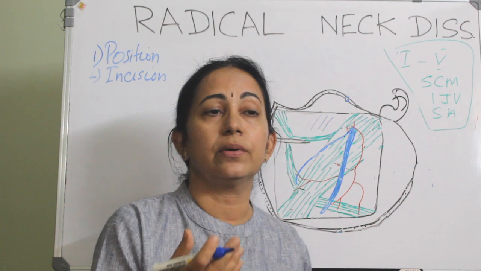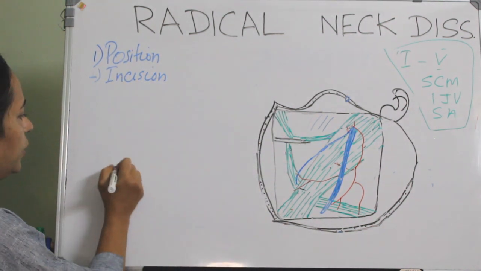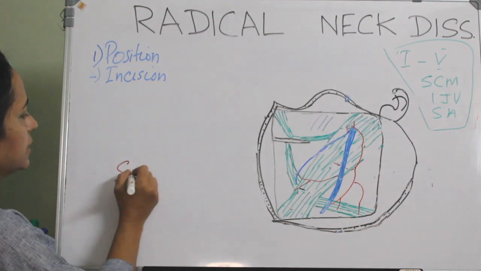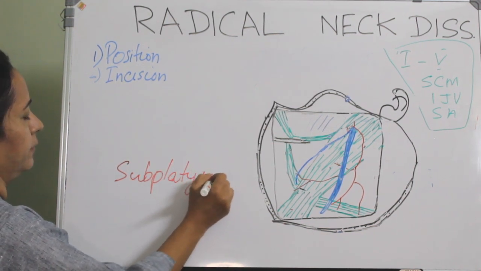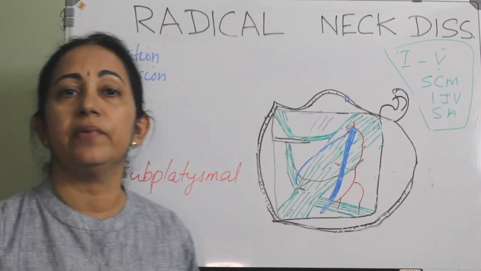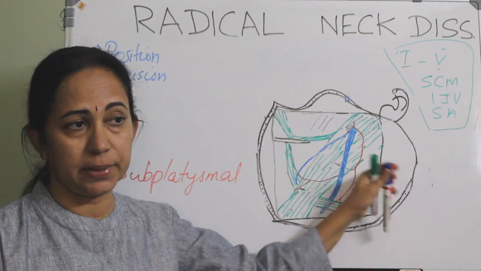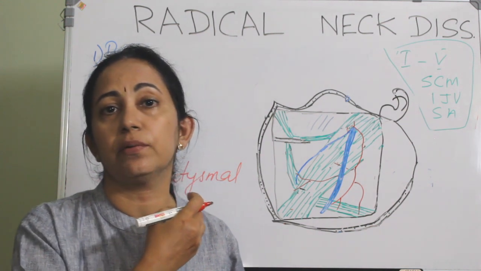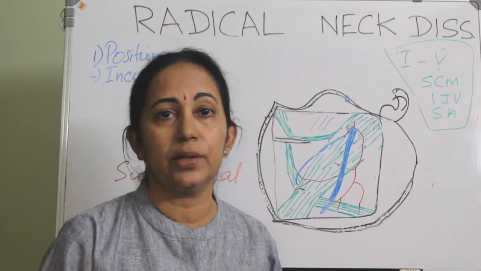So that the flap can be elevated in the subplatysmal plane, including the platysma. If you are in the correct plane, the dissection will be very easy and the bleeding will be less. And if you are going towards the posterior aspect, that is towards the anterior border of the trapezius, the sternocleidomastoid will be directly inserted into the skin, so the dissection will be a bit difficult for you.